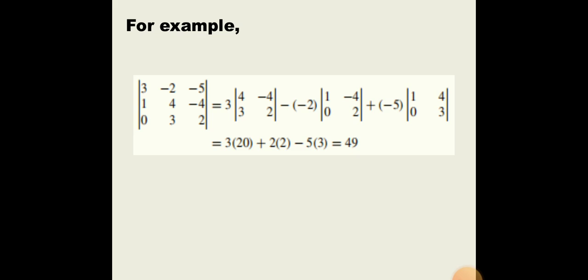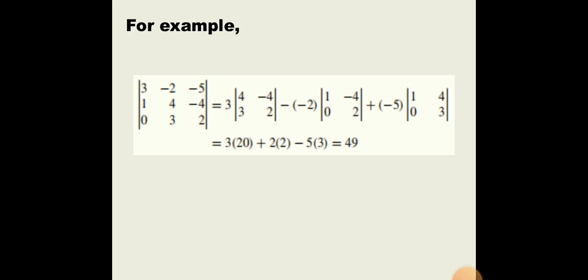Now, for example, we have 3, negative 2, negative 5, and then 1, 4, and negative 4, then 0, 3, and 2. To determine the value for our a sub 1, or our 3 here, we have to cross out, or delete, the numbers aligned with 3. So the remaining numbers are just 4, negative 4, then 3, and 2. And that gives us the value for a sub 1.